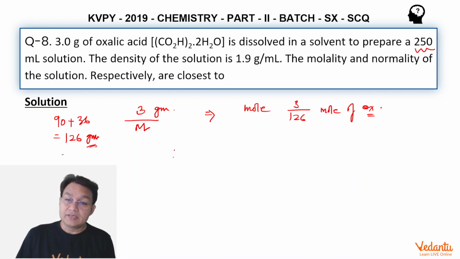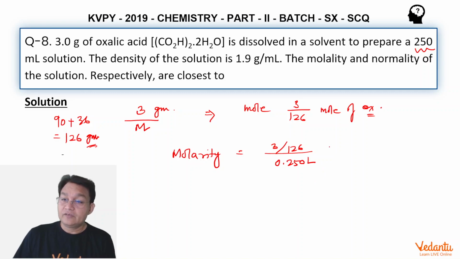So our formula is molarity is equal to number of moles divided by volume in liters. So 3 upon 126 divided by 0.250 liters. So that comes out to be 3 upon 126 into 250, and this into 1000. That is the molarity. So what is normality?